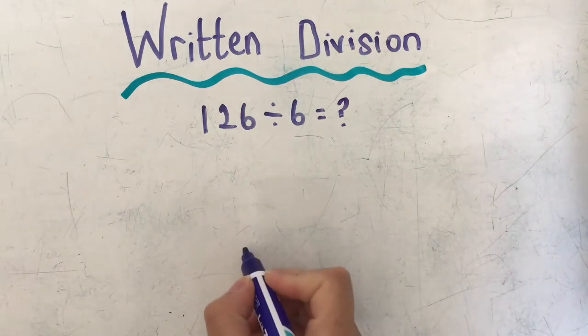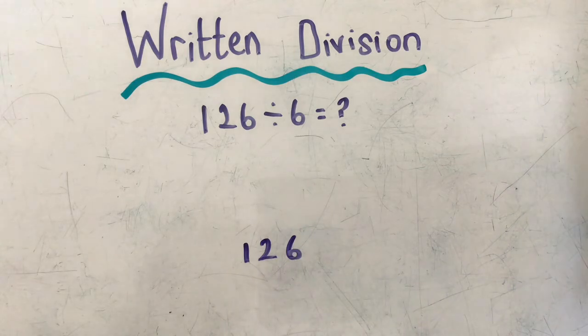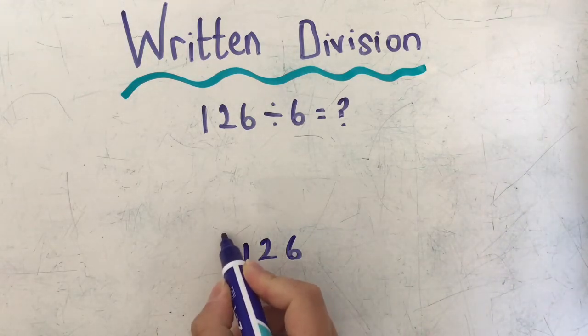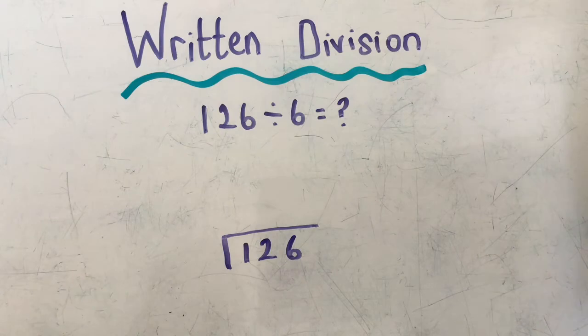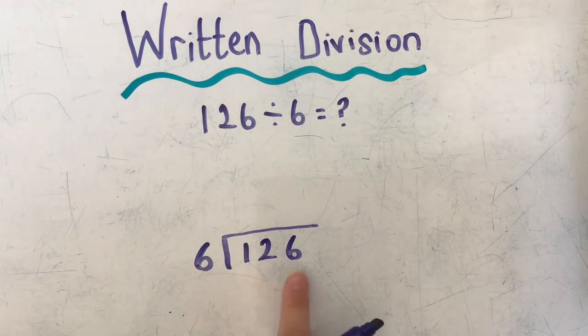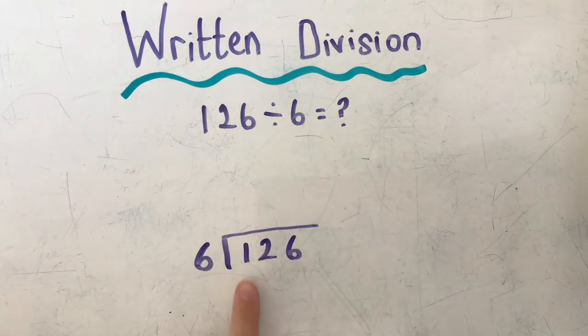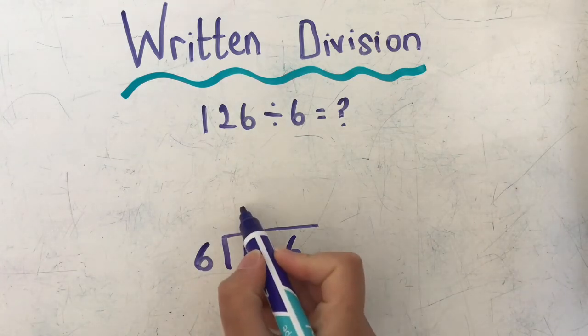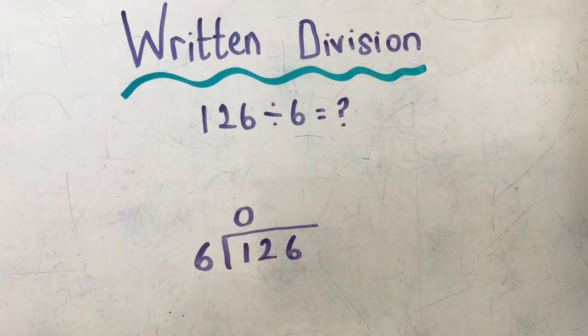So the first thing that we have to do is put 126 on the board, and then we draw a little bus stop around it and the number 6 in front. And we work through from left to right to work out how many times 6 goes into 126. So if we ignore the 26 for now and we just look at the 1, how many times does 6 go into 1? Well, we know because 6 is bigger than 1, it doesn't go in any times. So we have to write down a 0 and carry over the 1.